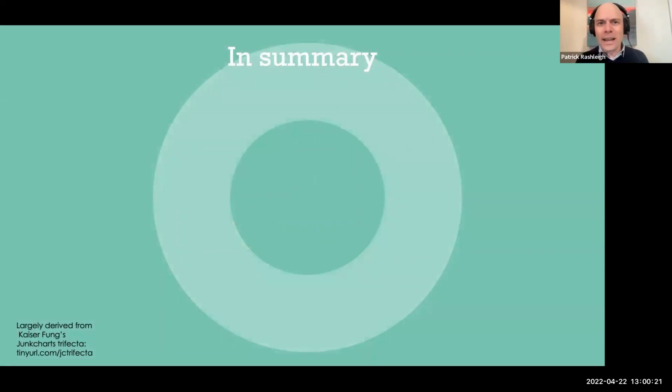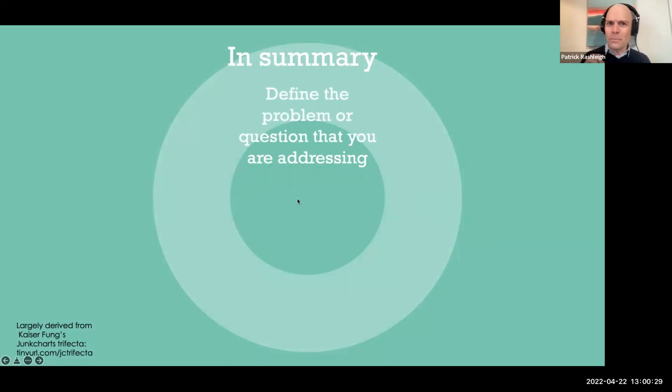And so the final summary I leave you with, in general, these are basic communication principles, but just ask yourself as you're authoring a visualization, make sure that the problem or question that you are addressing is very, very clearly defined in your head. Like, what is this visualization? What problem is this addressing? What is your data saying? What is the data actually communicating about this problem?